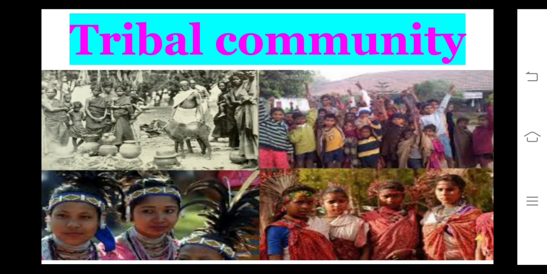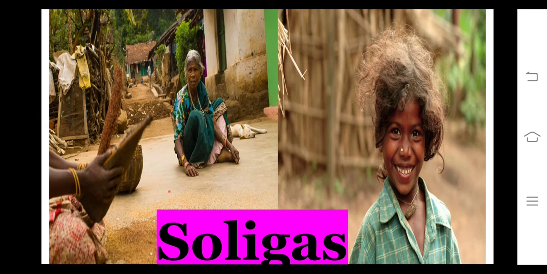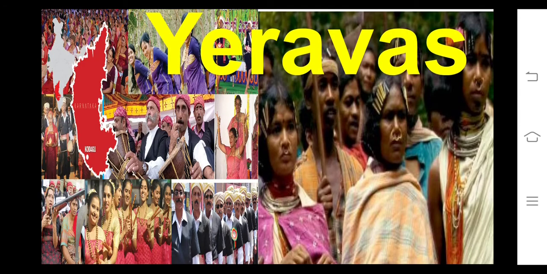Now let's move on to the third community, that is the tribal community. Families living in dense forest, that is thick forest or hilly areas, are called tribal community. These tribal communities also have different types of tribals. Here you can see one of the tribal communities in Karnataka. This is Soligas of Mysore district. These are Yeravas of Kodagu district.